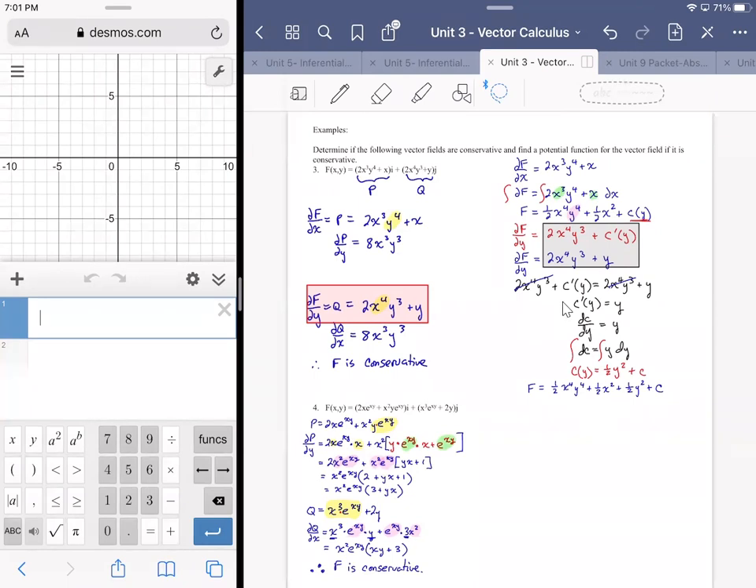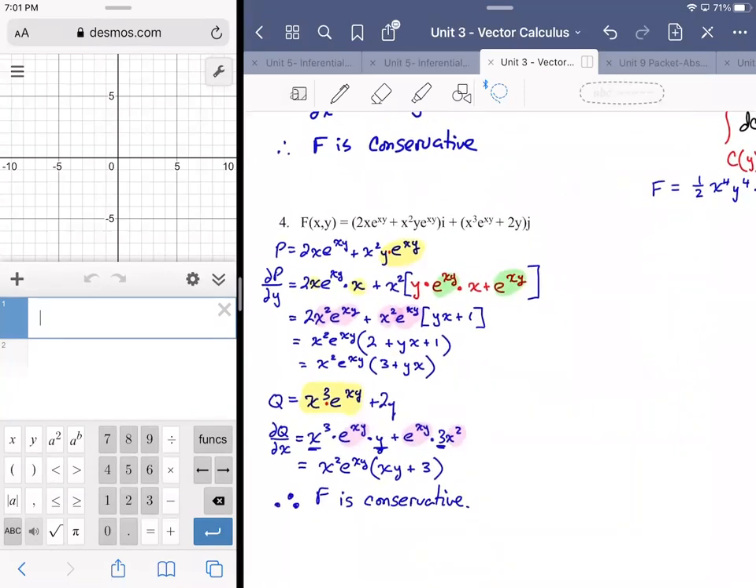All right. So yeah, you could have gone either way with that. In this next one, I'll choose the partial f with respect to y, just to mix it up a little bit. We already took care of the part in the previous video, whether or not it's a conservative vector field. So now it's a matter of actually finding a potential function.